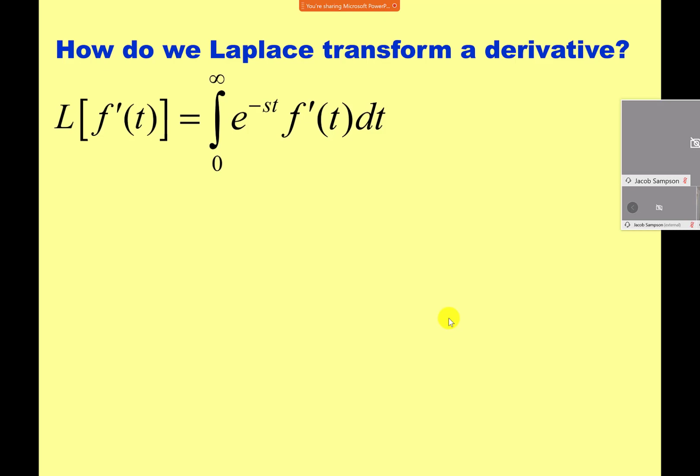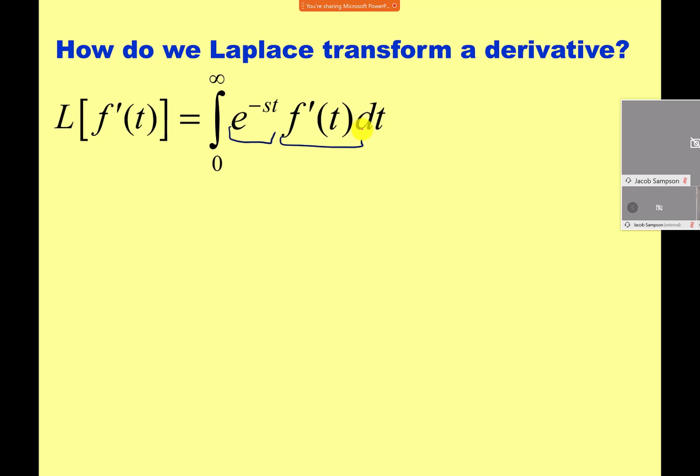Thanks. So integral 0 to infinity e to the minus st f prime of t dt, because f prime's the derivative. So if we can figure out how to solve this, we will know how to Laplace transform a derivative. Well, our variable of integration is t, and we've got two different factors or functions that involve t. We've got this piece and we've got this piece. So I'm going to do an integration by parts.